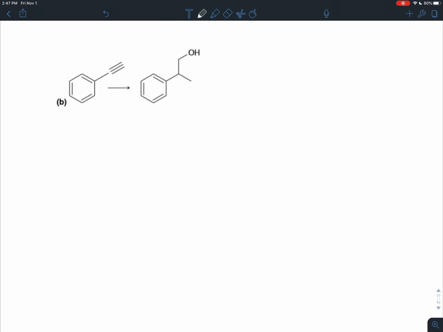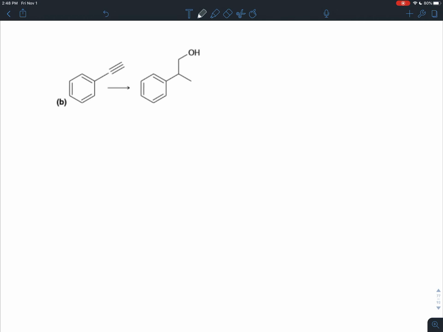And we saw how you can use that to create either an aldehyde or a ketone using some sort of hydration. If you do anti-Markovnikov addition through hydroboration oxidation, then you'll get an aldehyde, and if you do Markovnikov addition through acid-catalyzed hydration, you'll get a ketone.